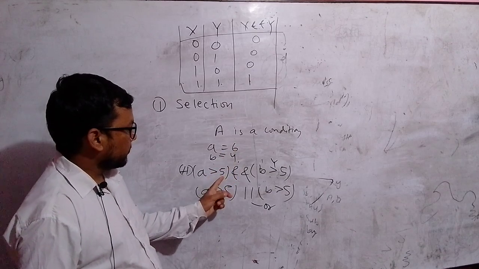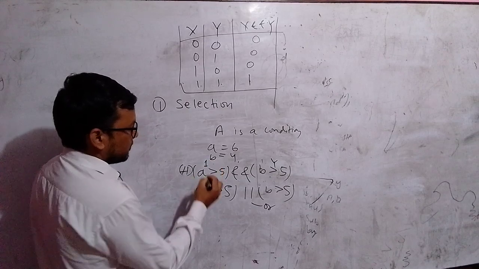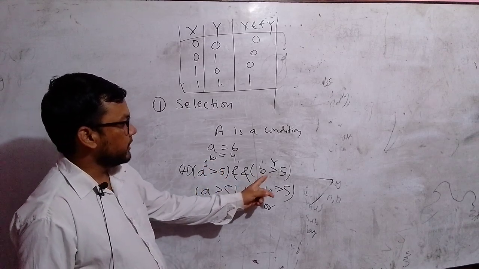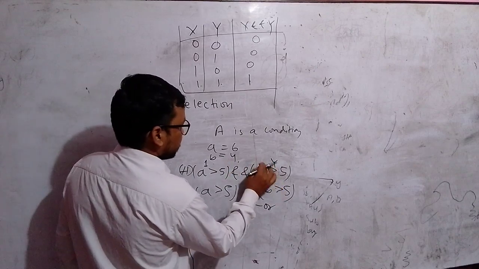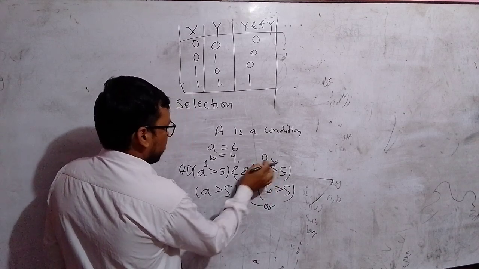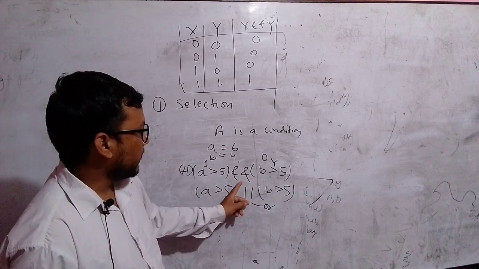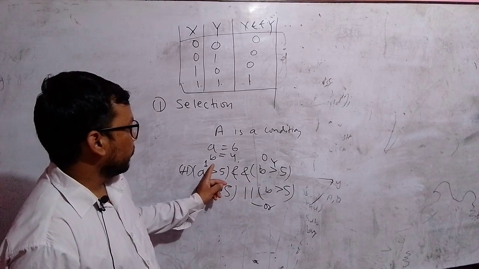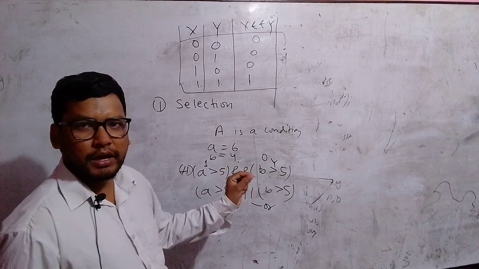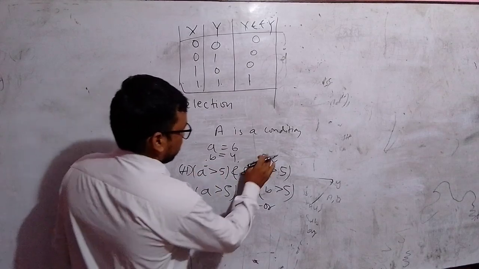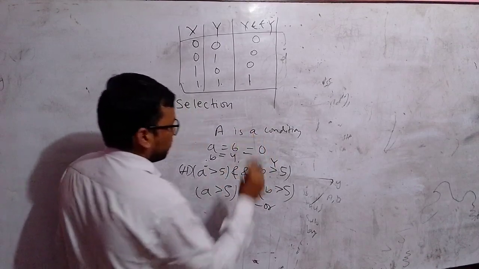A is greater than 5, means 6 is greater than 5. This condition gives true, 1. And B is greater than 5, 4 is greater than 5. Is it right? No. This condition is not satisfied, that means it gives 0. We connect these outputs with the AND operator. That means when the inputs 1 and 0 are given to the AND operation, the final output would be 0.